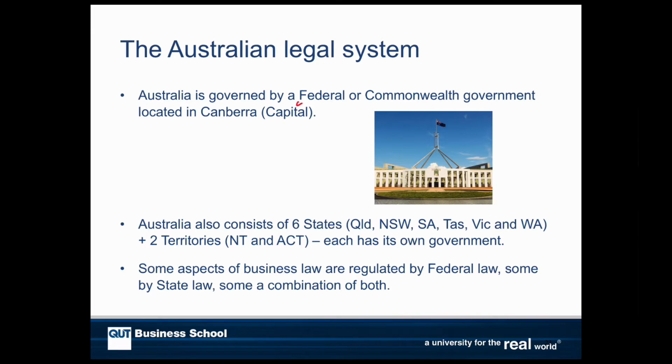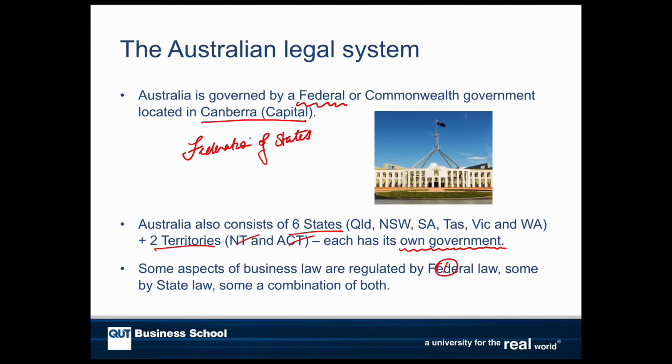So the first point to note is that Australia is in fact a federation of states. We're governed overarchingly by a federal or Commonwealth government that's in Canberra. Canberra is the capital city of Australia. We have 6 states, Queensland, New South Wales, South Australia, Tasmania, Victoria and Western Australia, and 2 territories, the Northern Territory and the Australian Capital Territory. And each of those states and territories has its own government.